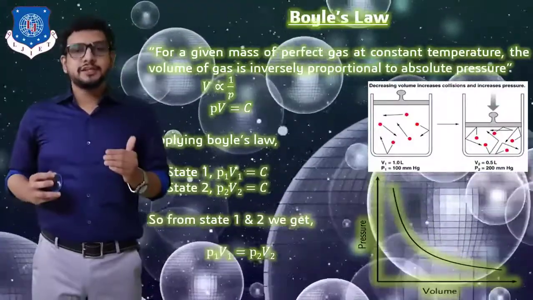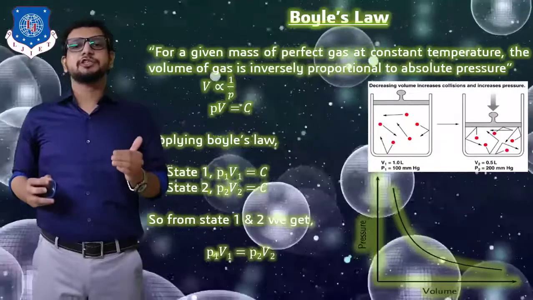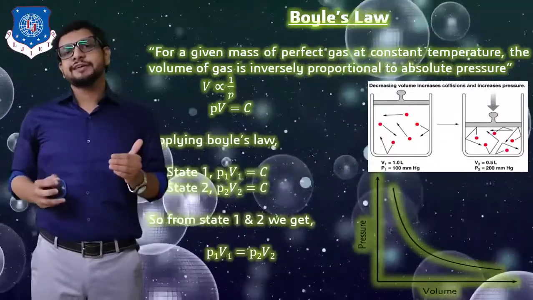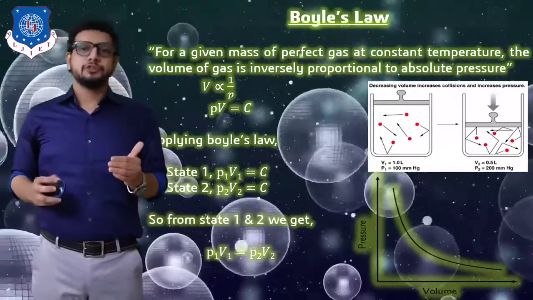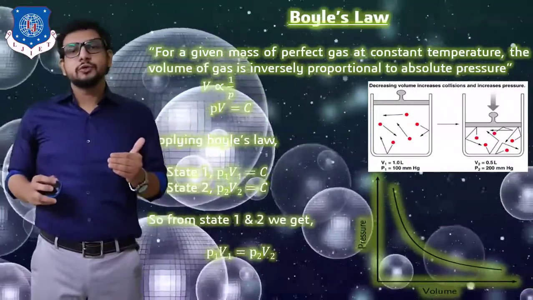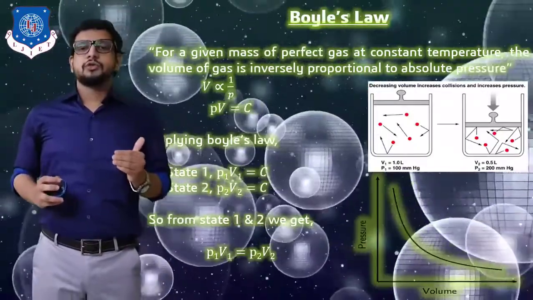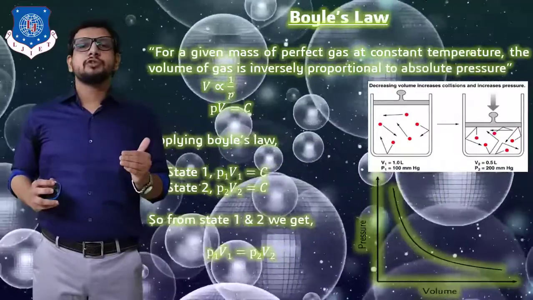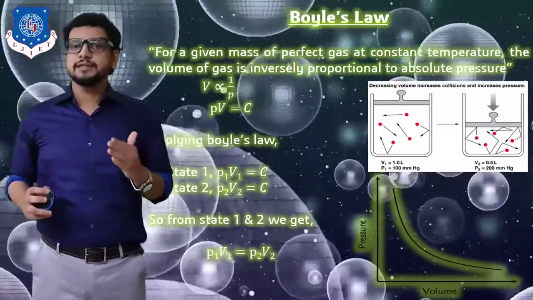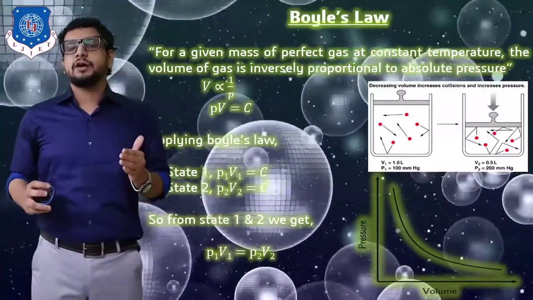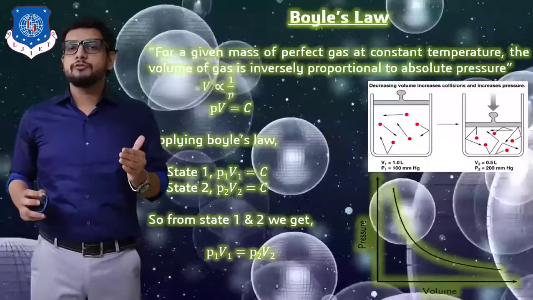Boyle's law states that for a given mass of a perfect gas at constant temperature, the volume of gas is inversely proportional to its absolute pressure. That is, according to this law, V is proportional to 1 by P. On your screen you can see a diagram of a piston cylinder arrangement indicating state 1 and state 2. In this case we are going to do a compression of a gas. So we are going to apply force on a piston.